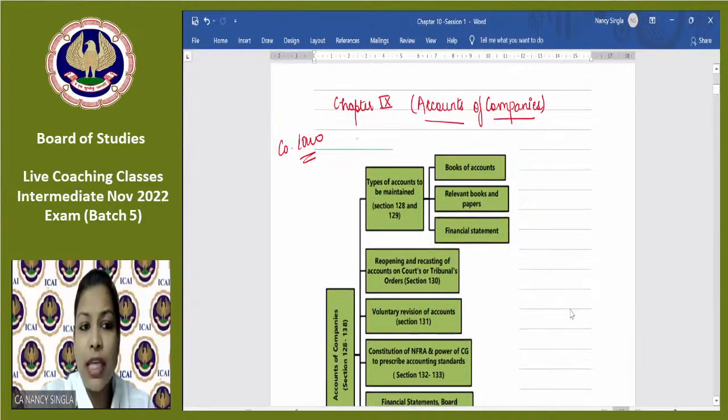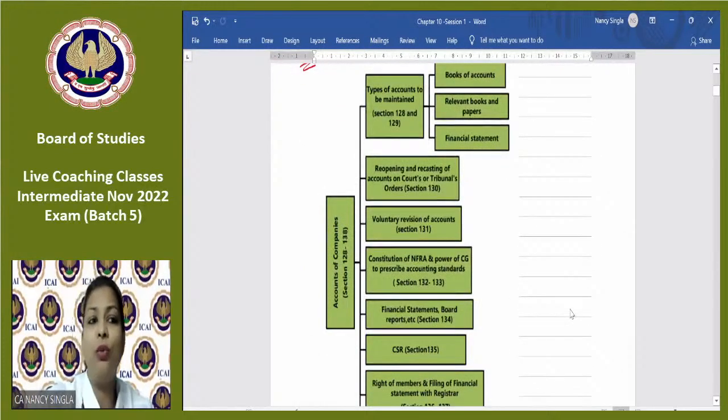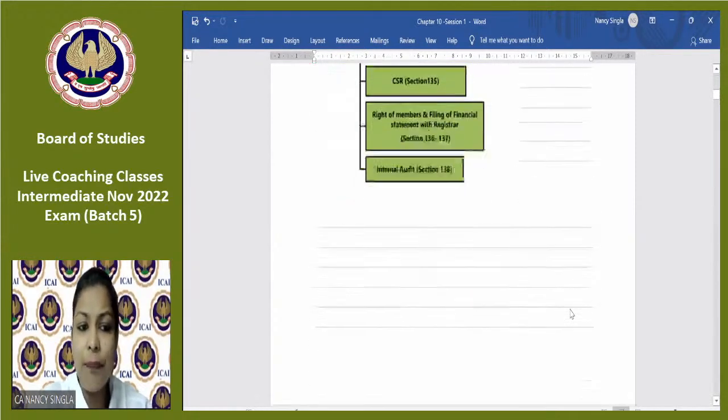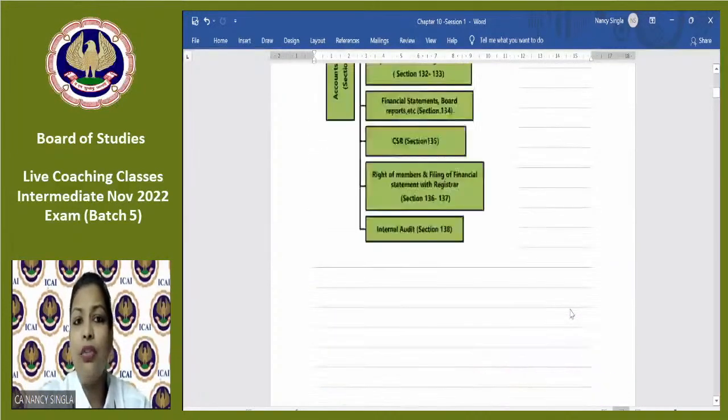Okay? So section 128 relating to the maintenance of books of accounts, 129 relating to financial statements. You can just have a look at these sections. You all have covered these. Okay? Now, one more thing, students.